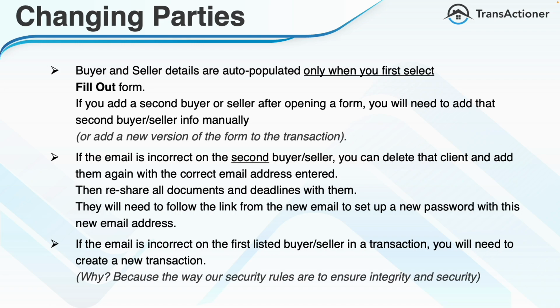If it's the other side's buyers or sellers, you can delete them and re-add them and it's all fine because we're only using that to autofill the forms and we don't take in their email addresses for the other side's clients. Now, if the email is incorrect on the first listed buyer or seller of your client in a transaction, you will need to create a new transaction.